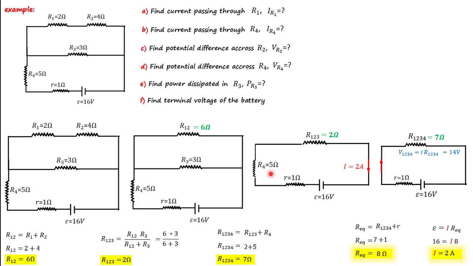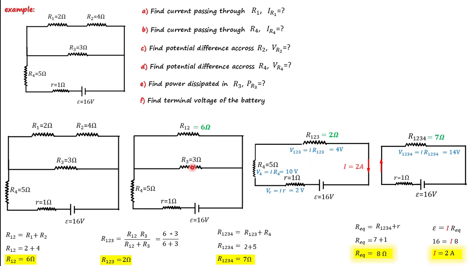Again, if you know the current, then you can easily calculate the potential. So first I'm going to calculate this potential and call it V123, which is I times R123, 4 volts, and V4 is I times R4, which is 10 volts. We can also calculate this potential across the internal resistance, I times small r, 2 volts.